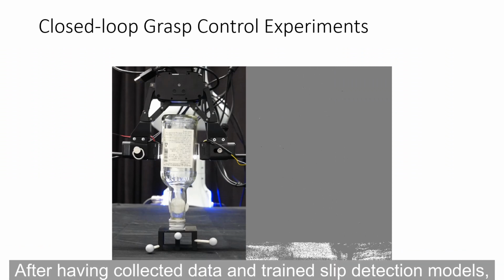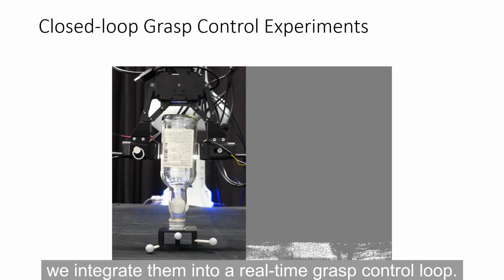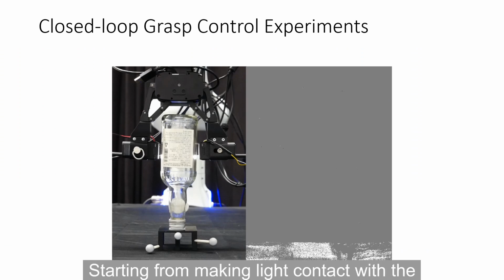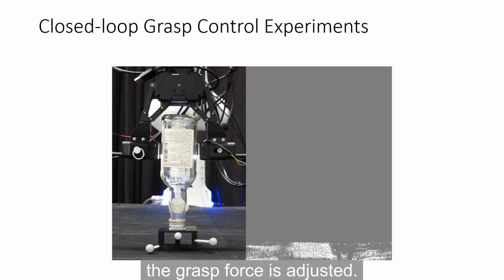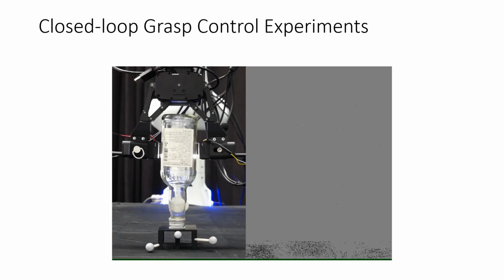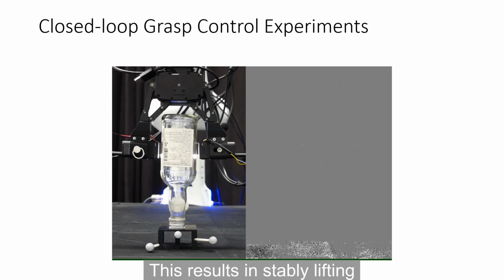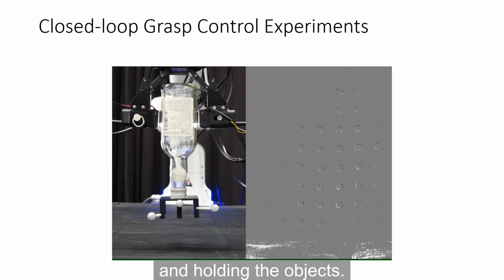After having collected data and trained slip detection models, we integrate them into a real-time grasp control loop. Starting from making light contact with the objects, we attempt to lift and hold them stably. Whenever slip is detected, the grasp force is adjusted. This results in stably lifting and holding the objects.